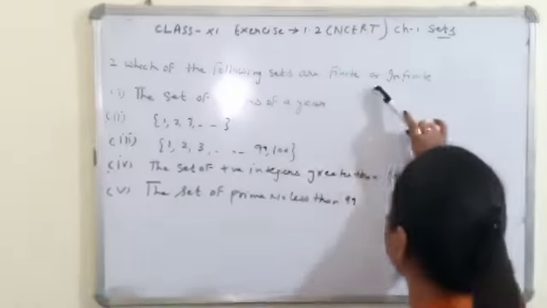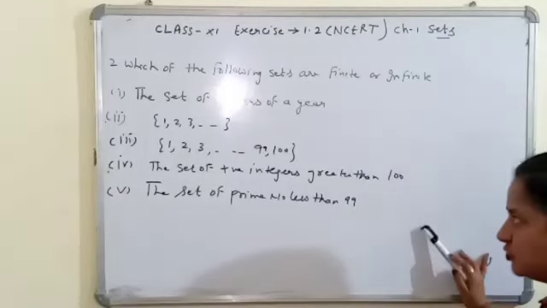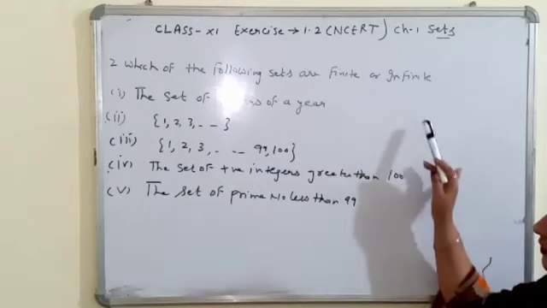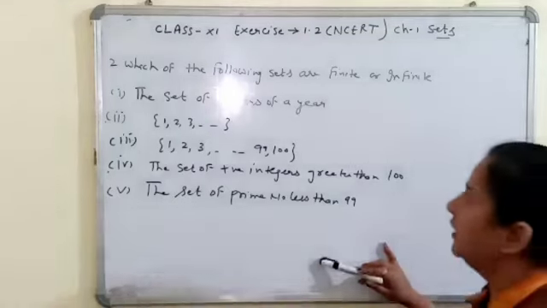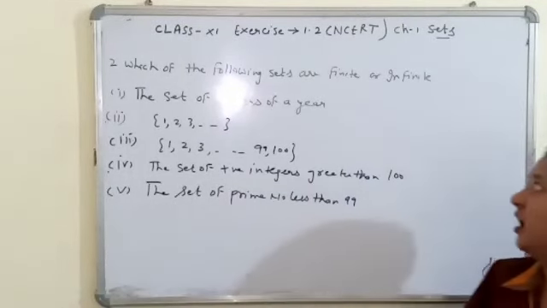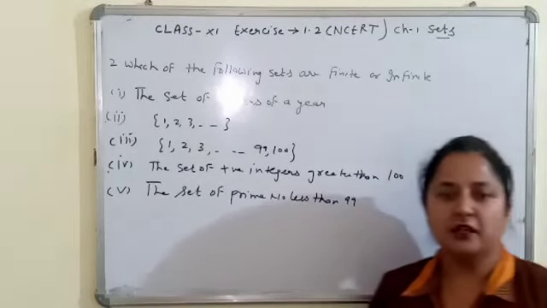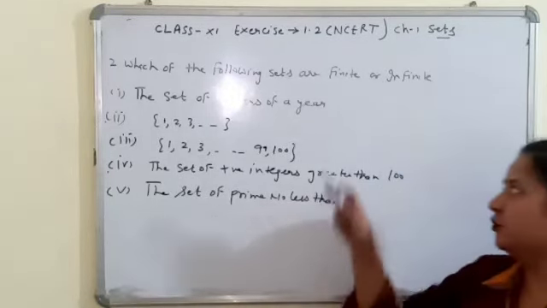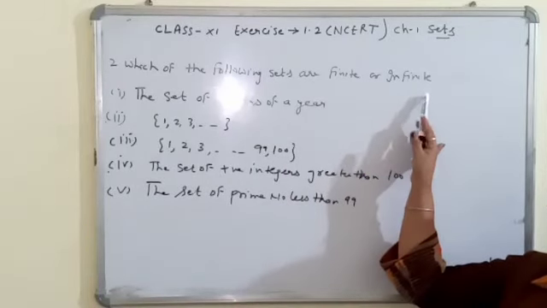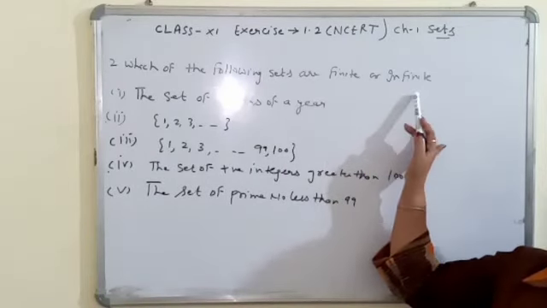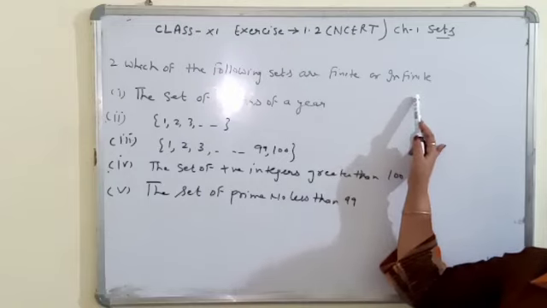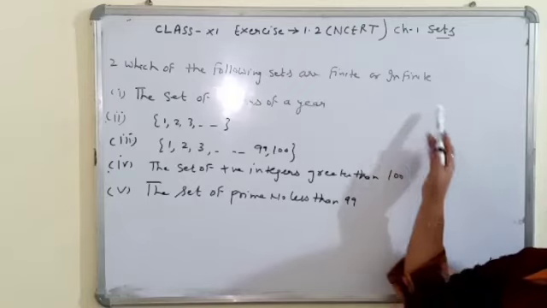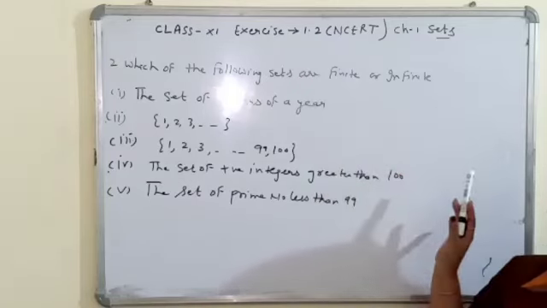Which of the following sets are finite or infinite? In the following statements, we have to tell whether they are finite or infinite, whether the set from these statements are finite set or infinite set. So students, let's recall which sets are called the finite set. A set in which the number of elements are countable. If we can count the number of elements in a set, it is called a finite set. And infinite set, if the number of elements are uncountable, we can't count the number of elements, then it is called the infinite. Hope so definitions are clear. Again I am explaining. I have already explained these definitions in my introductory video.